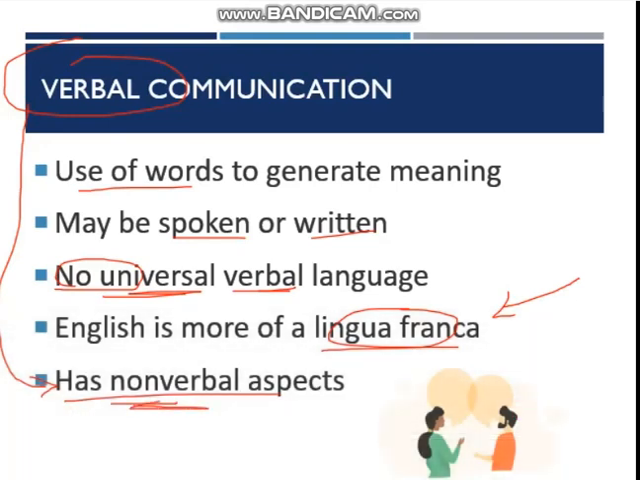The nonverbal aspect: are all the letters capitalized or is it in small letters? What is the font style used? What's the thickness of each letter or font style used? Is it italicized, underlined, in bold? So all of these are nonverbal aspects.